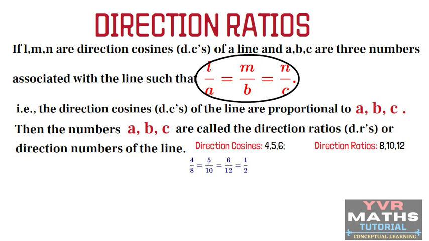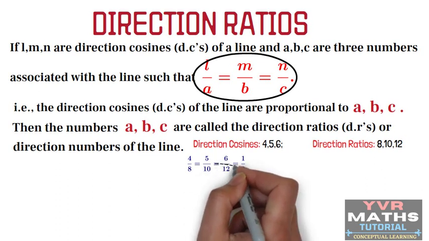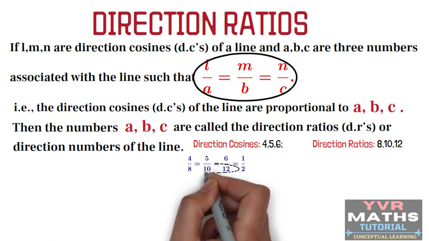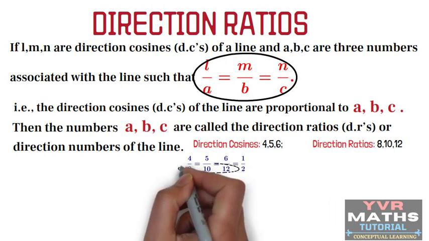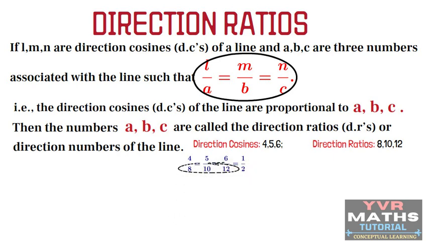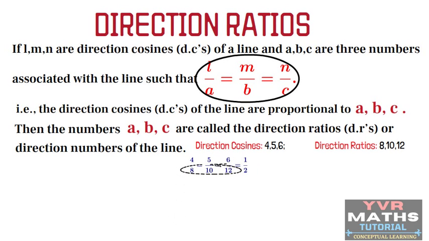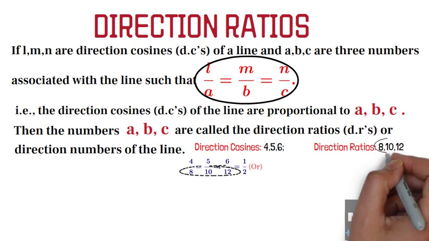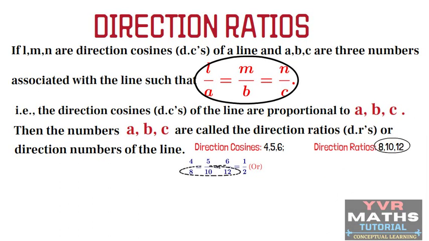If we observe this relation, the direction cosines 4, 5, 6 are proportional with the numbers 8, 10, 12 with the proportional constant 1 by 2. That's why 8, 10, 12 are called direction ratios of the line. If we multiply these direction ratios with the constant 2, then what are the new numbers? The new numbers are 16, 20, 24.